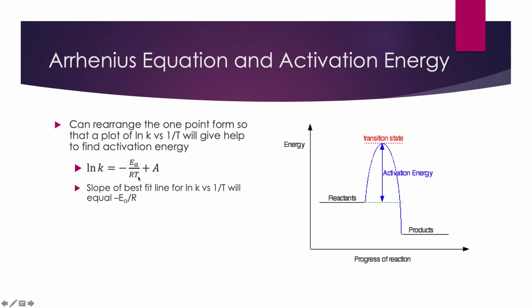Where the slope of that best fit line, if 1 over T is basically our x, natural log of k is our y in that case, then negative Ea over R is the slope of our best fit line. And now we have a way to actually calculate the activation energy for that reaction.